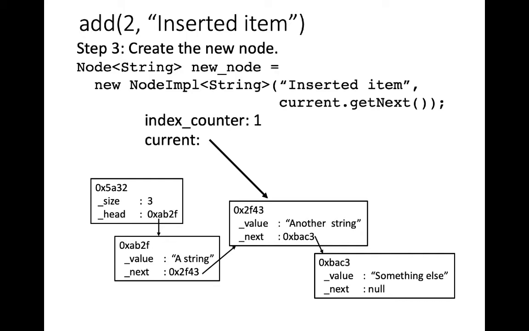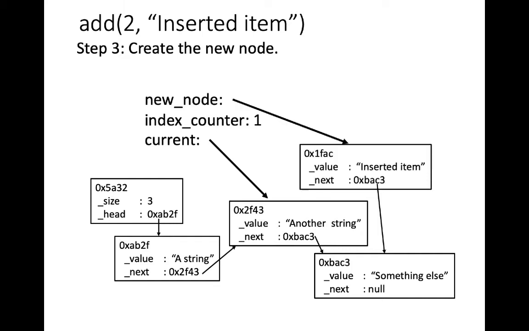So when I do this line, right, it's going to create a new node, right? That's going to be my local variable that points to a structure. That's the object that I just created, the node impl, and in constructing it, I gave it a value of that string, inserted item, and I told it that next needs to point to current's next. So right now, my list is a little bit in flux, right? I've created the new link in the chain, and I've connected it to the thing that it needs to connect to. So that's good, right?